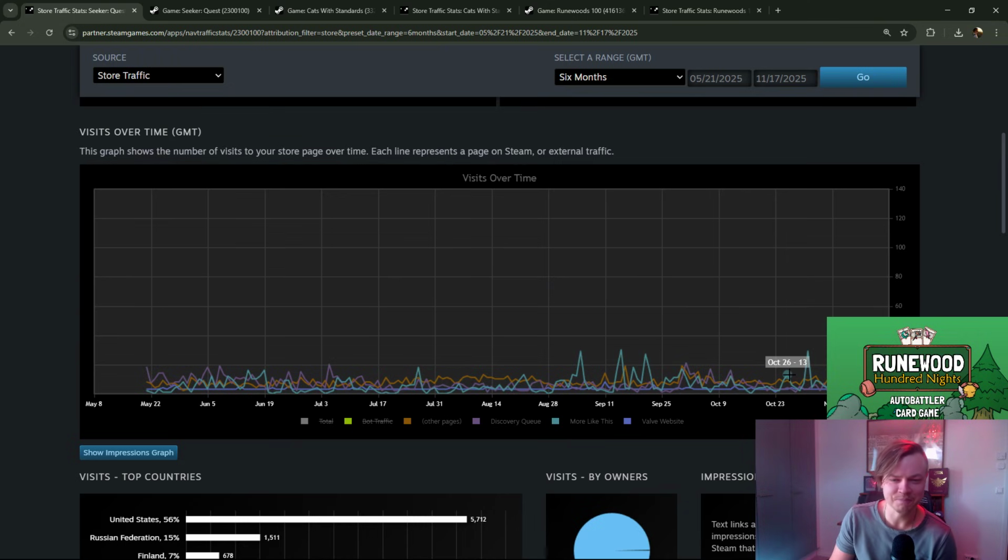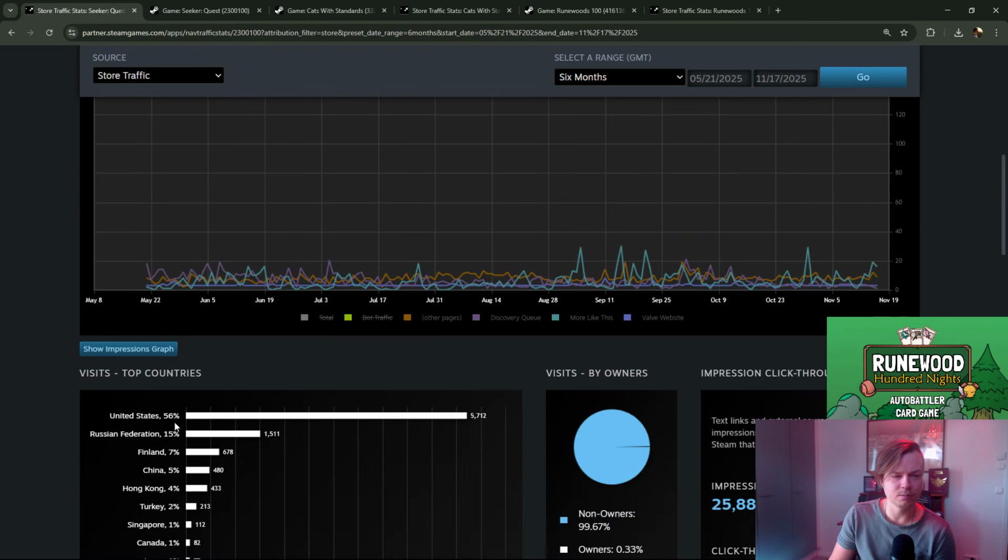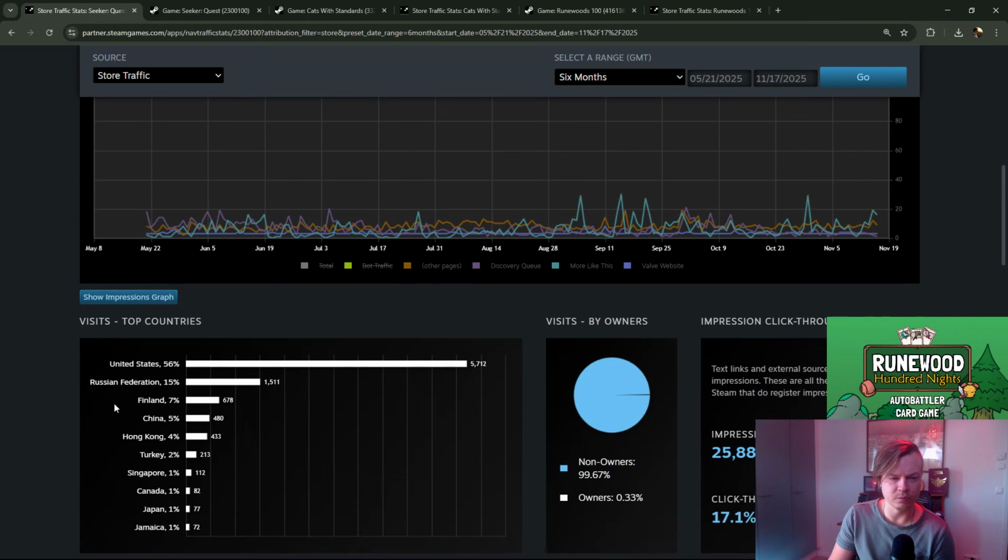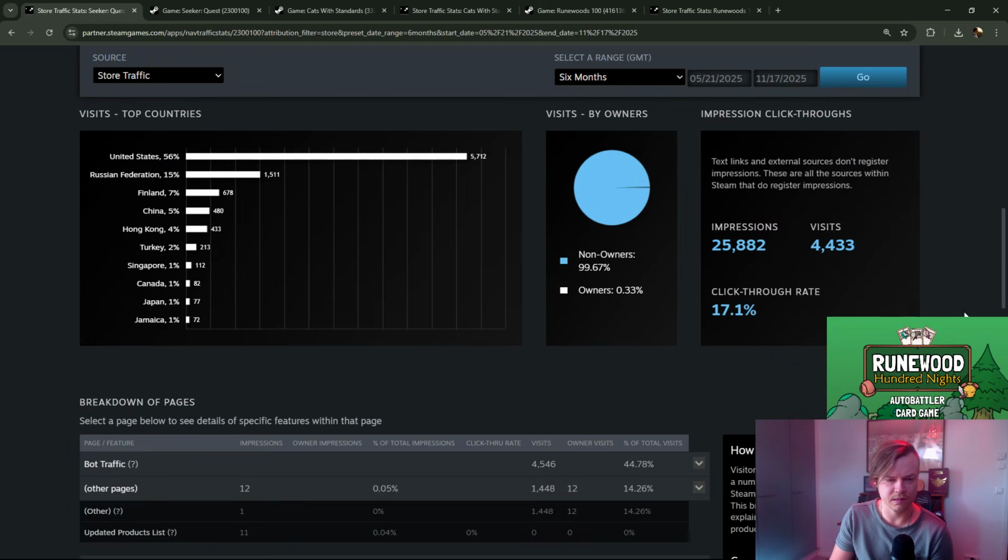But mostly from the United States, a little bit from Russia, and the rest is from Finland. I guess Finland is here because I've been promoting the game to my friends and family and colleagues who are in Finland, so maybe that's the reason for Finland stepping in there. But the United States keeps a big portion of the visits on this Steam page.